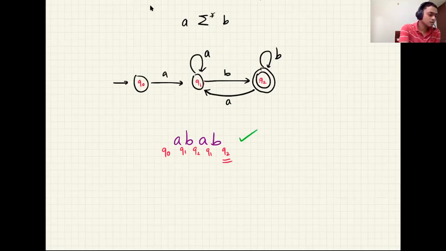Now let us look at another word, say A, B, A. How does it work? It starts at Q0, reads an A, goes to Q1. From Q1, if it sees an A, it stays at Q1. At B, it goes to Q2. Q2 on A goes to Q1, and Q1 is not an accept state. So this will be rejected.